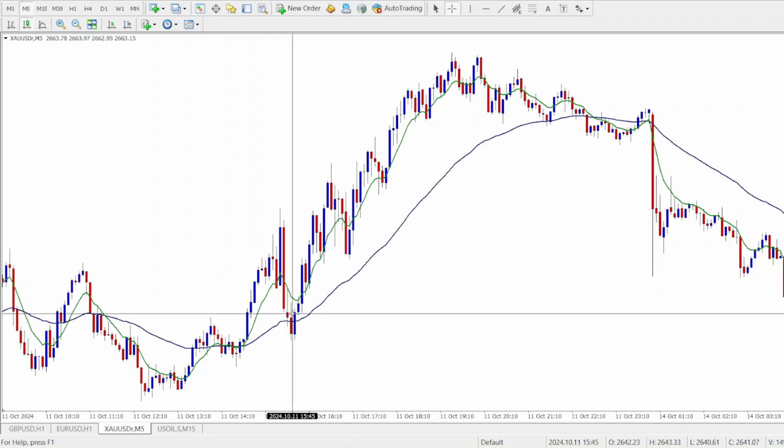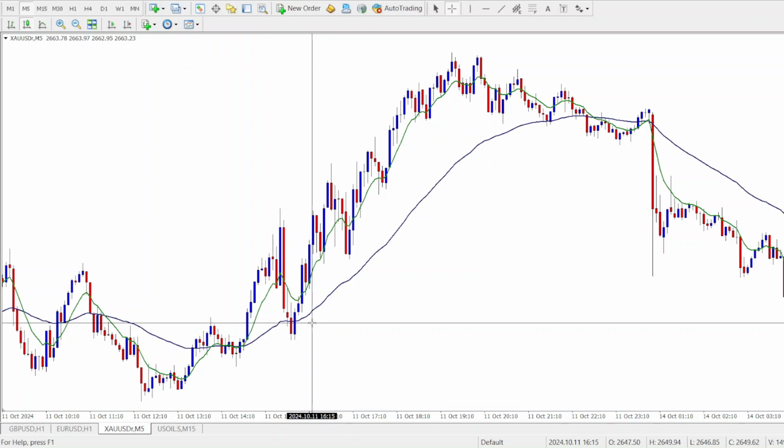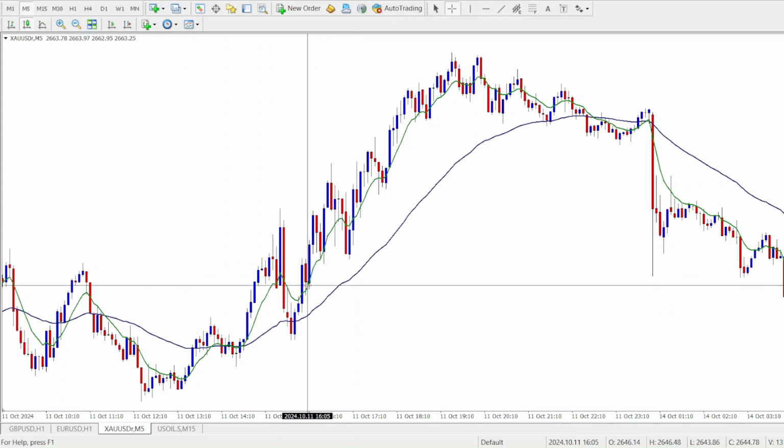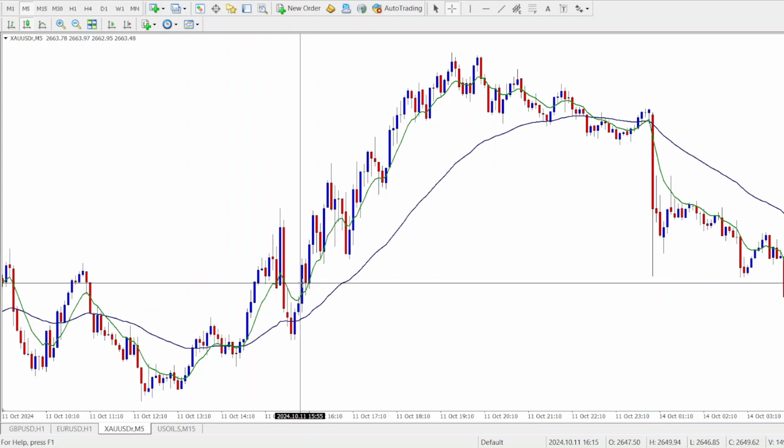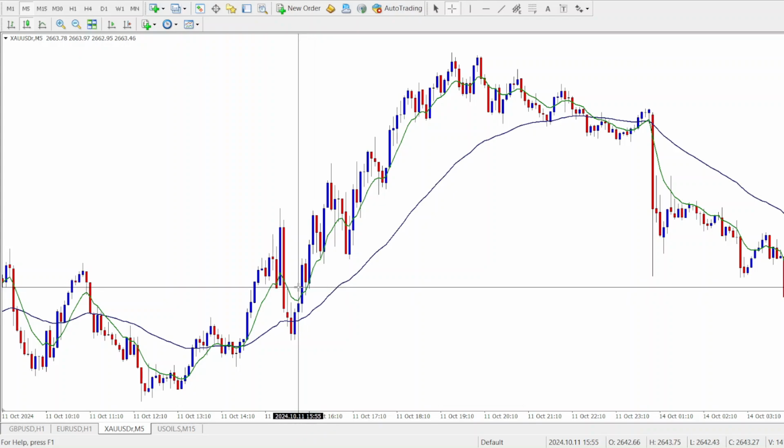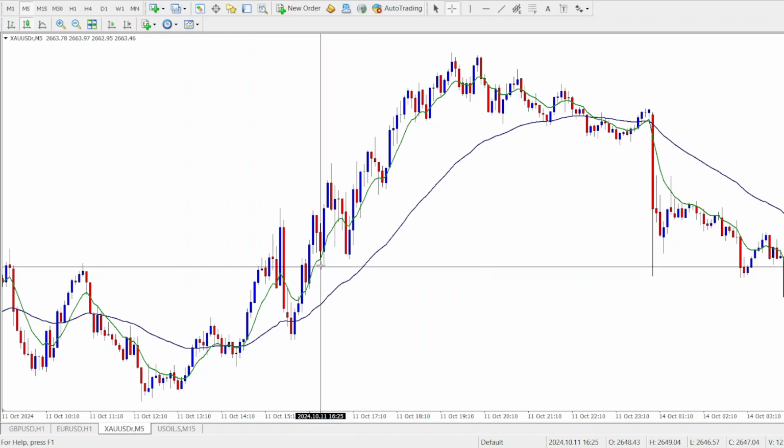In this case, it actually retouched the 50 EMA and then came up and then bounced on the 9 EMA. So we would have considered entering a buy somewhere around here.